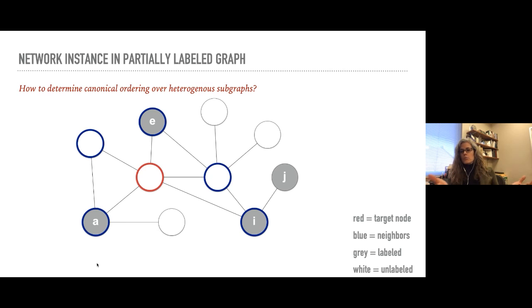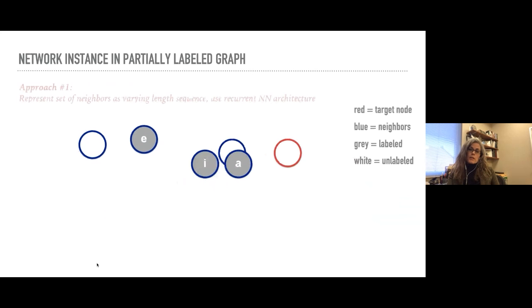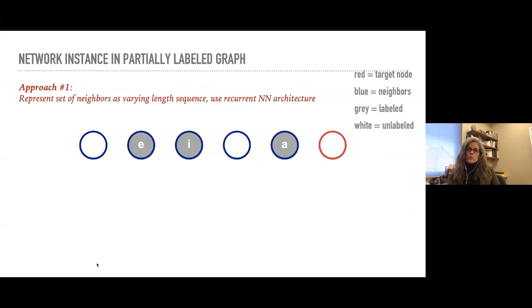a set of neighbors around it circled in blue, some of those neighbors have class labels observed, some of them don't. It's not clear how to organize this set in a way that's going to be useful in a neural network input. And one way to do it, and one way we have done it, is to put it into a sequence representation where we can deal with the fact that the sets are varying size by having a rolled out sequence of as long a length as we need.